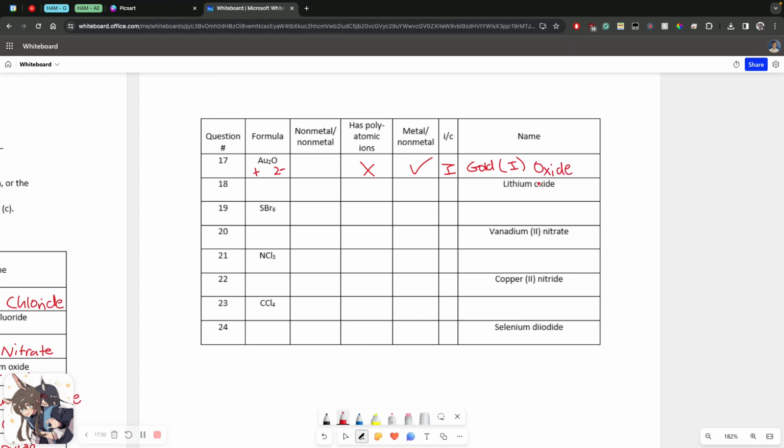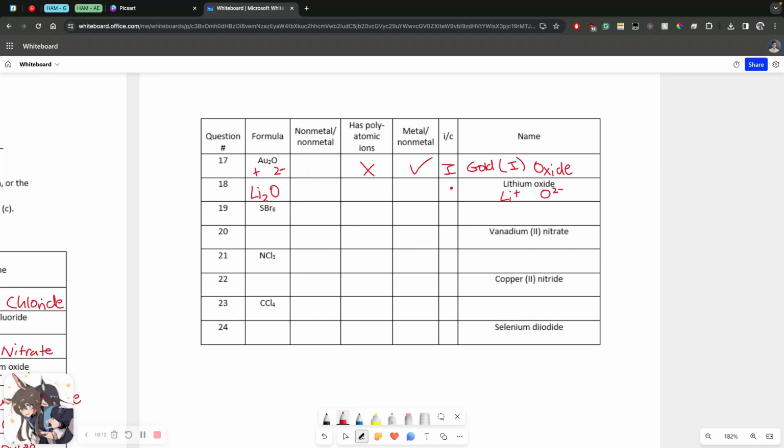All right, next one, lithium oxide. We know oxygen has a 2- charge, lithium has a 1+ charge. For every 2- charge, we need 2 lithiums to balance it out. Therefore, our formula here would be lithium 2 oxygen, so Li2O.